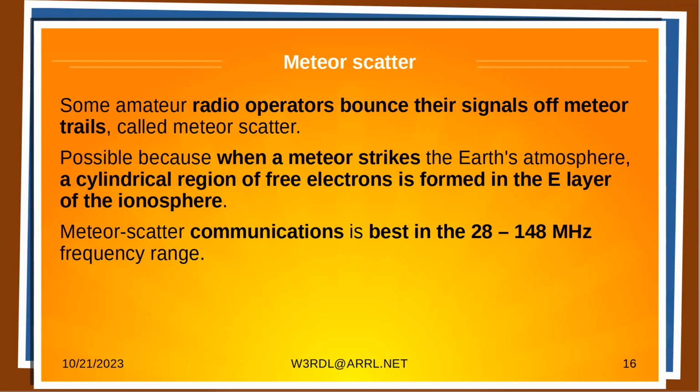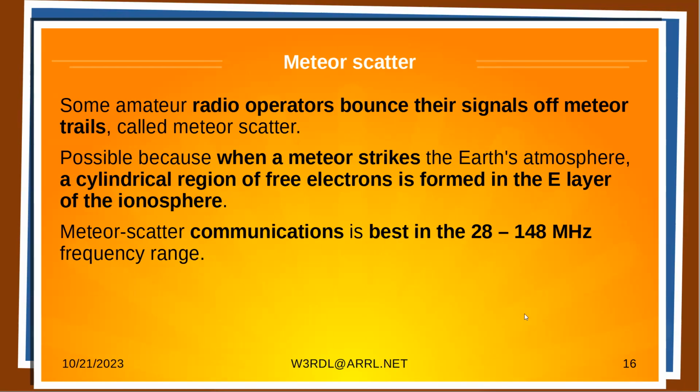The theory says that when the meteor comes through the atmosphere, it leaves this ion tubular path or cylindrical path behind it, full of ionized material, a lot of free electrons. So that's what you're bouncing the signal off of, instead of doing it off of the F1 or F2 layer.